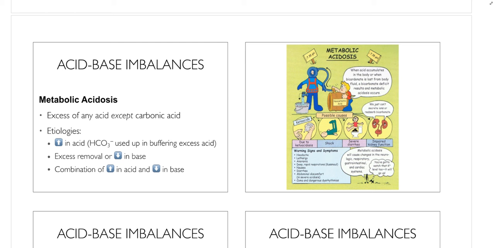So lactic acid, ketoacidosis, all of those things would be metabolic acidosis. This can come from either simply an increase in acid, or we may have an excess removal or decrease in base. So for some reason we've gotten rid of a whole bunch of bicarbonate and we're not sure why. Or it could be a combination of an increase in acid and a decrease in base.